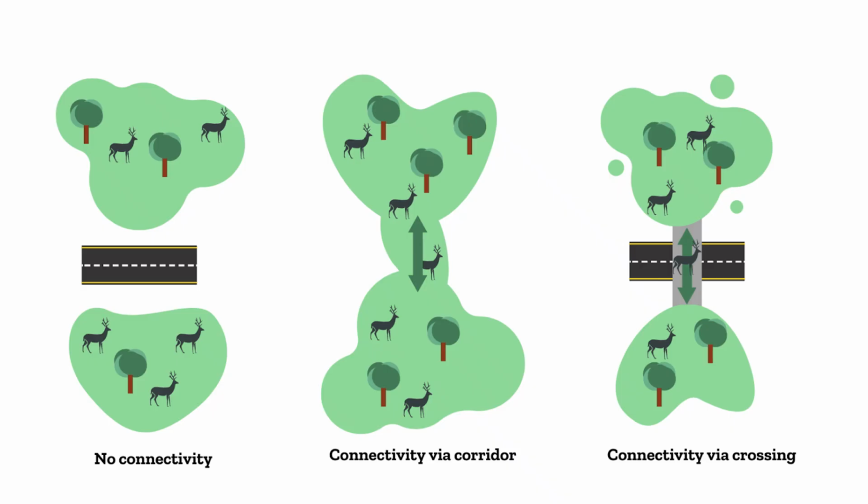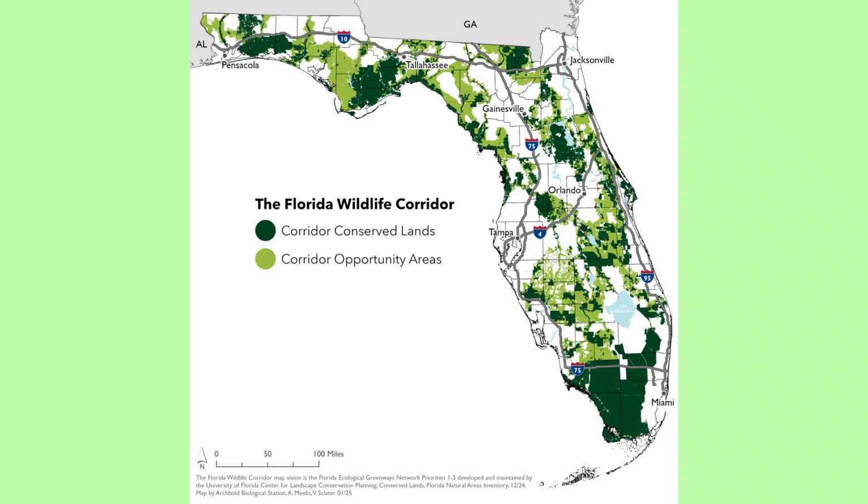An example of this would be the Florida Wildlife Corridor. As you can see on the map, this corridor is a network of conserved lands that connects the Everglades north through the rest of Florida. This allows animals to travel more unimpeded by Florida's growing population and urban development.